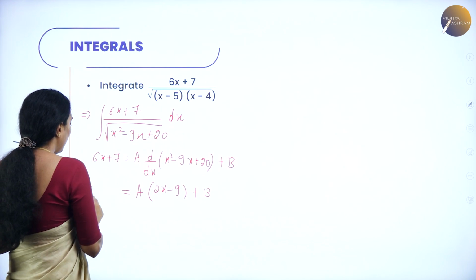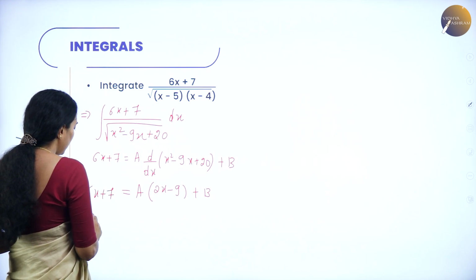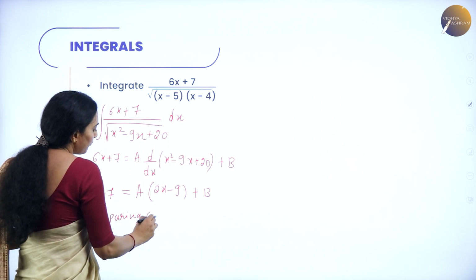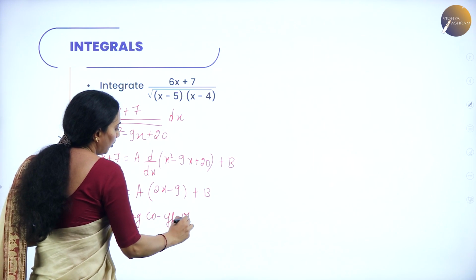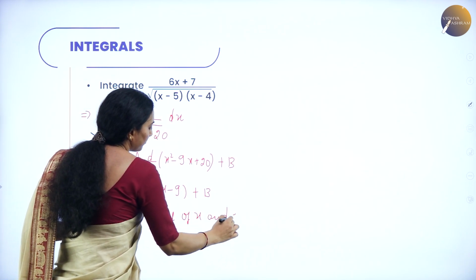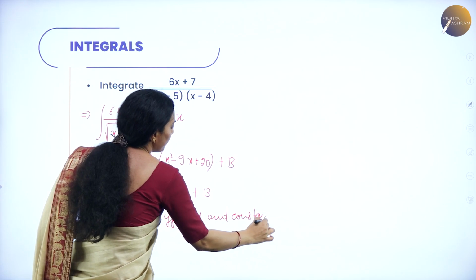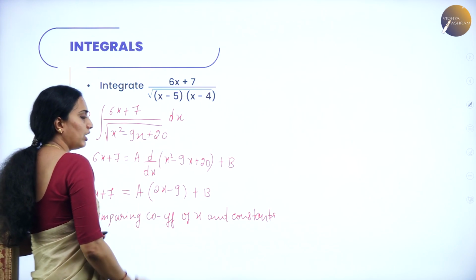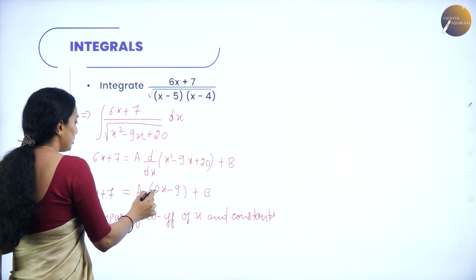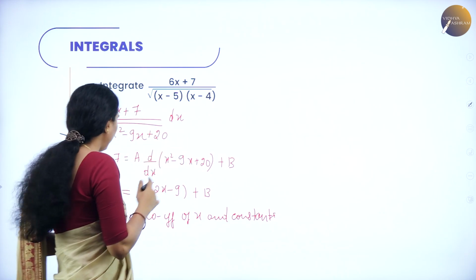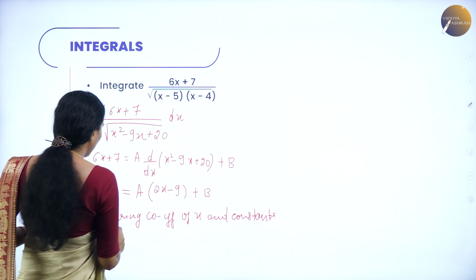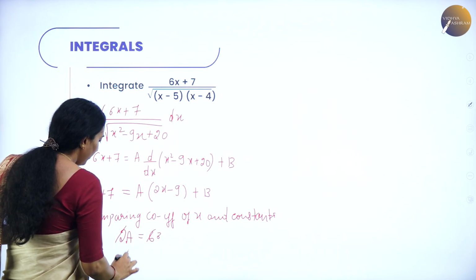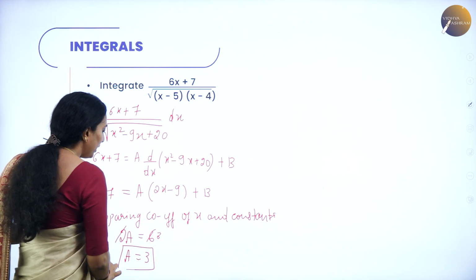So now you can compare the coefficient of x and the constants. First let us compare the coefficient of x, okay? The coefficient of x is 2x into a, so 2a will be the coefficient of x, and here 6 is the coefficient of x. So 2a is equal to 6, 2 1s are 2, 2 3s are 6, so a will be equal to 3. Now compare the constant terms.